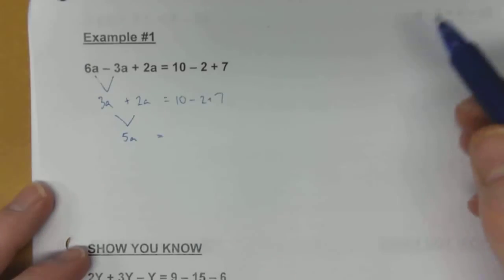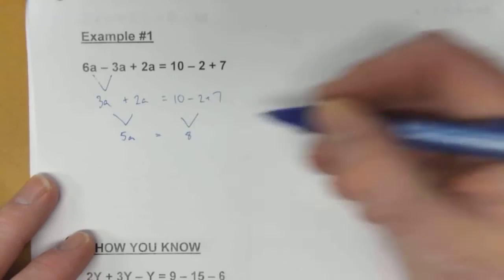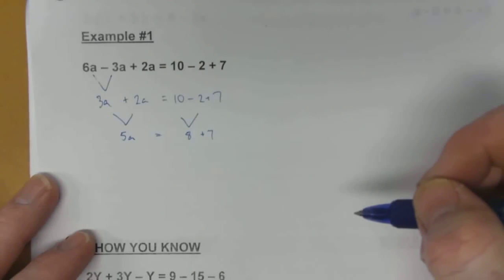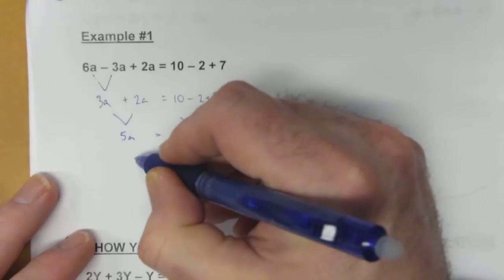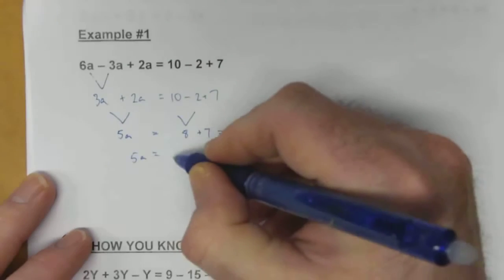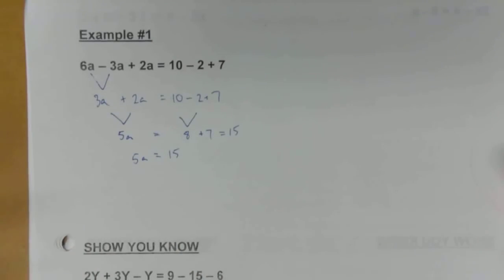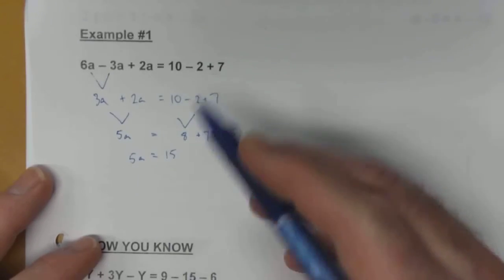On the right, we can start to simplify this too. 10 minus 2 is 8, and then we've got this plus 7. So then 8 plus 7, well, that equals 15. So in the end here, we've got 5a is equal to 15, which now is a one-step equation, which I think goes back to 8.1 from this chapter. So 5 times a, so we're going to divide by 5.